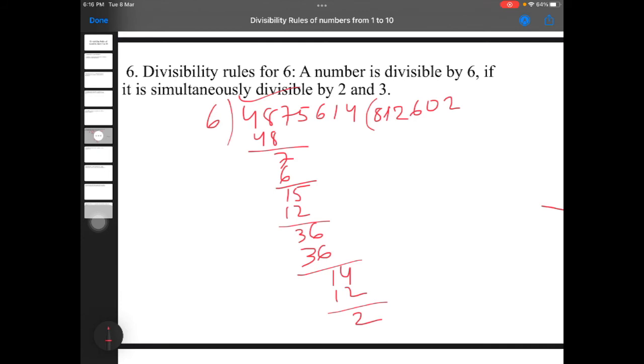So the rule says if a number is divisible by both 2 and 3 at the same time, then it can be divided by 6. This number can be divided by 2, but it's not divisible by 3. So it proves that this number cannot be divided by 6.